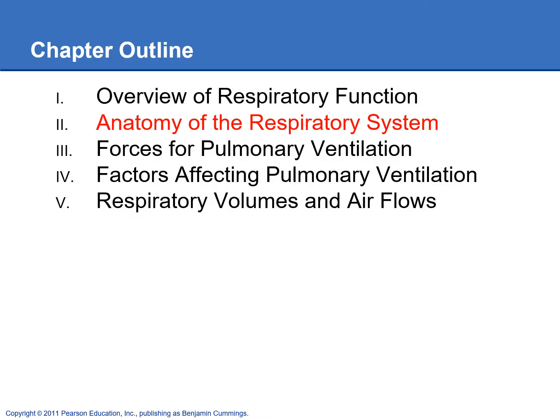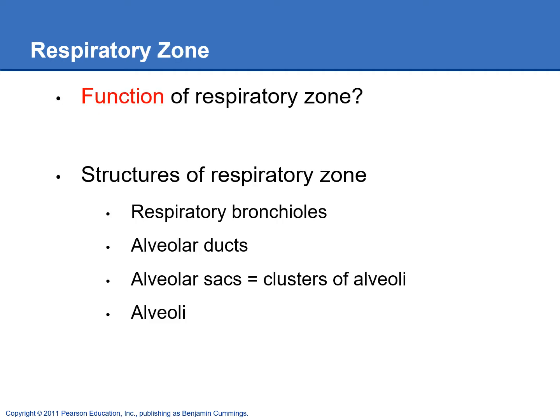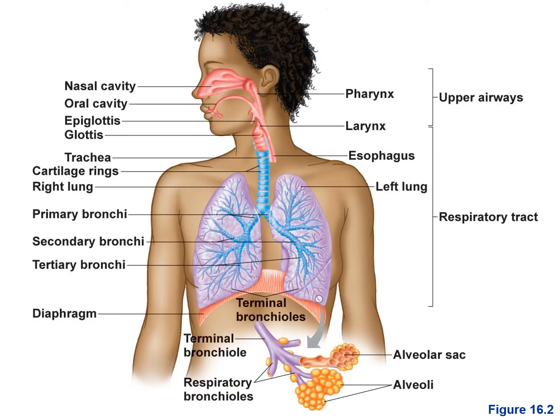We're going to look at the anatomy of the alveoli. In the respiratory tract, the function of the respiratory zone is to do gas exchange. So we're going to be doing gas exchange in the respiratory bronchioles and in the alveoli. We're going to be way down at the end of the lungs here in the respiratory bronchioles and the alveoli. That's where we'll do gas exchange.